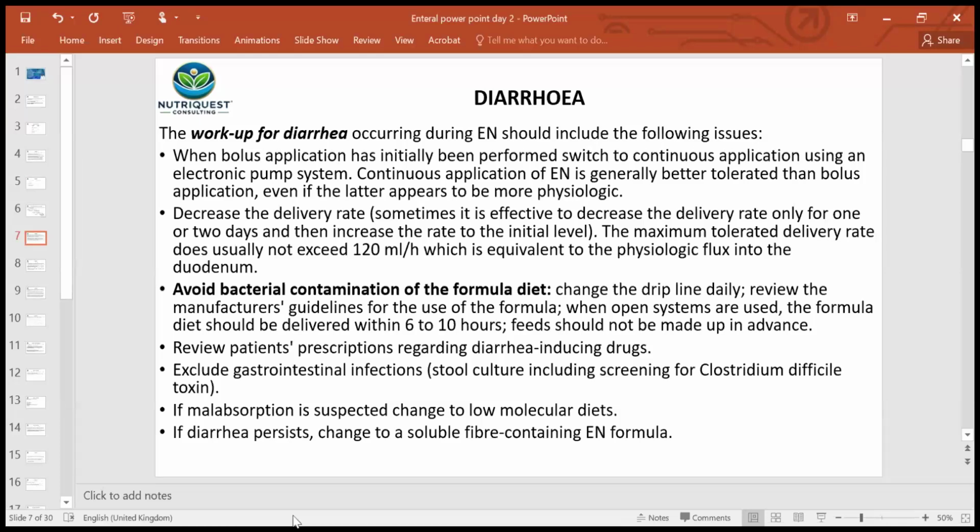Then avoid bacterial contamination of the formula diet. Change the drip line daily. If you're using the drip line, the gravity set I've explained, you can change them daily. Review the manufacturer's guideline for the use of the formula. When open systems are used, the formula diet should be delivered within 6 to 10 hours. Feed should not be made up in advance. This is also another issue.